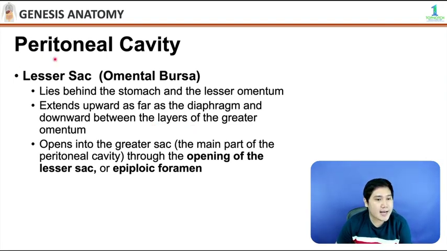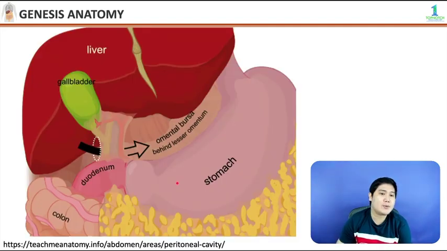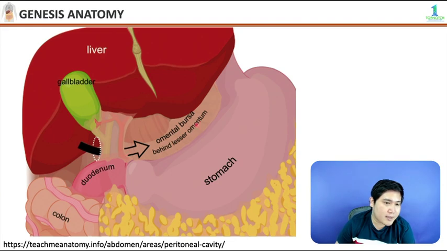Your lesser sac has a connection to the greater sac through this opening, the opening of the lesser sac. Other name is epiploic foramen or foramen of Winslow. Where is it? The lesser sac, we said, is behind the stomach and behind the lesser omentum. The epiploic foramen is this one, the connection between the greater sac and the lesser sac.